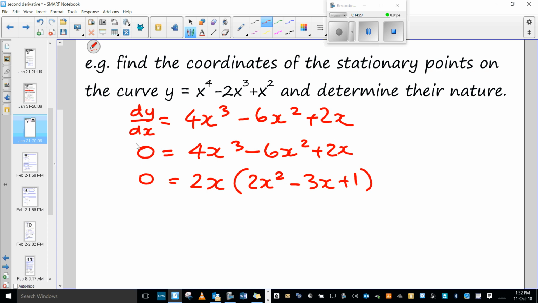This is one of those more complicated quadratics to factorize. That's where we have to multiply these terms. And you remember that? We did this in like year 10. Maybe you're naive. I've never done this. I don't remember.